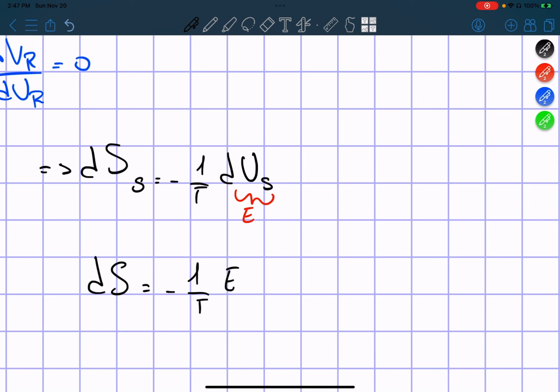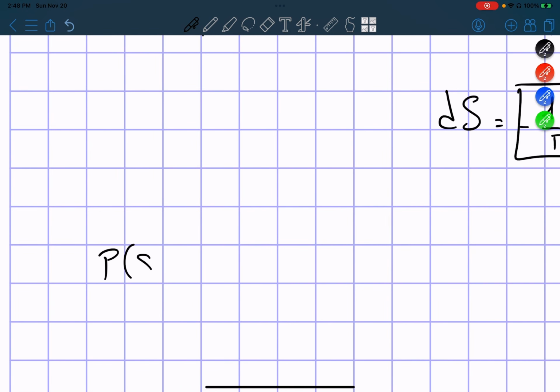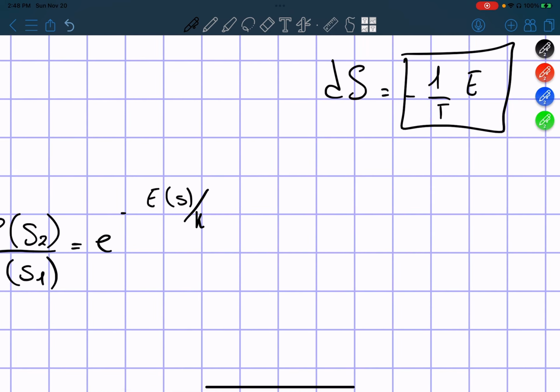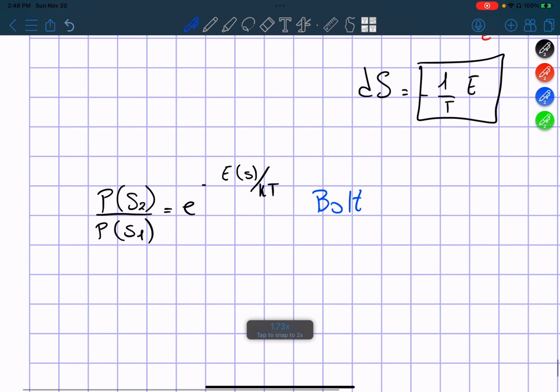Now we can substitute it in our equation that we had right here. Instead of delta S_R or dS_R, we're just going to use negative 1 over T times E. So we have that the ratio between the two probabilities, or the probability of one state over the other, is then equal to just e to the power of negative E, in this case we're talking about an S value, we'll see why, divided by kT. This is what's called the Boltzmann factor.